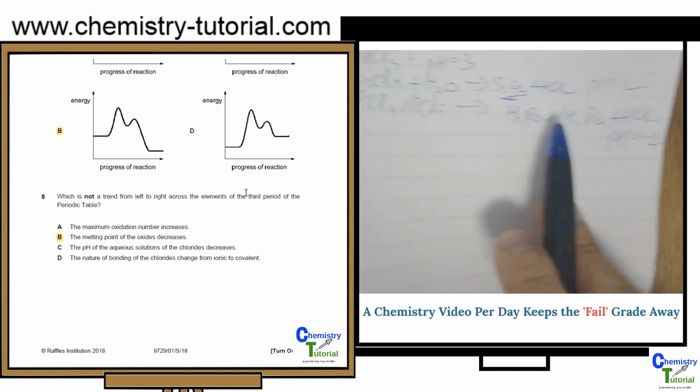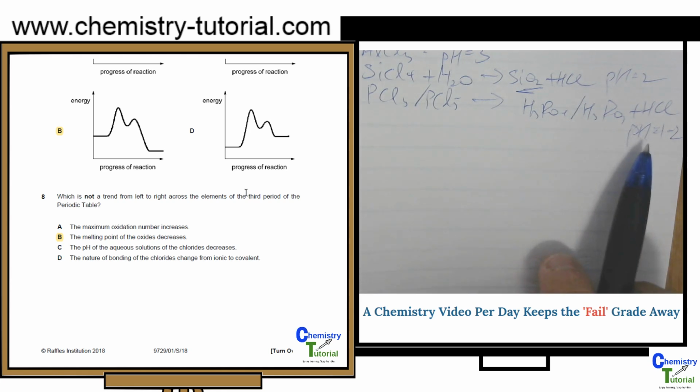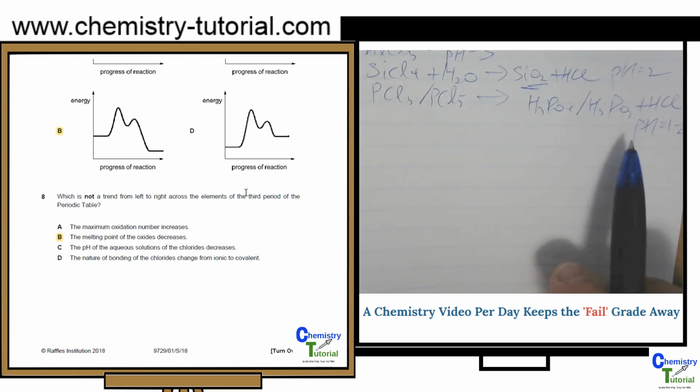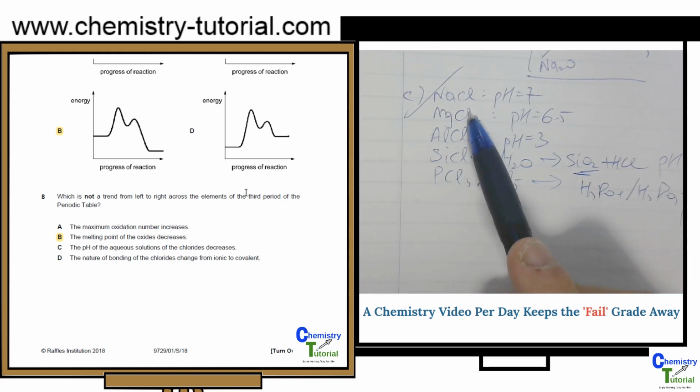Okay, so let me just shift this a little bit further so you can see. Now how about for option D? The nature of bonding of the chloride changes from ionic to covalent. That's true because NaCl is an ionic compound.